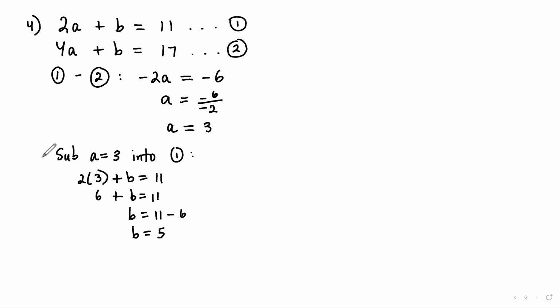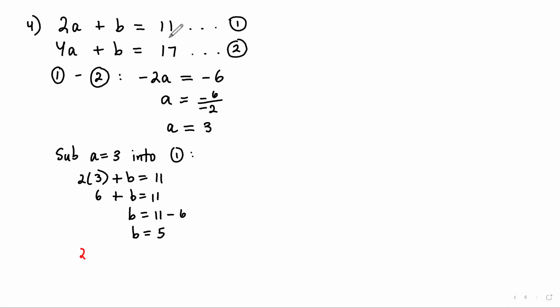Checking the solution is not part of your solution. I'm just showing you how to do that for your own sake, right? So if A is 3 and B is 5, you substitute that into the original equations to see if it makes sense.